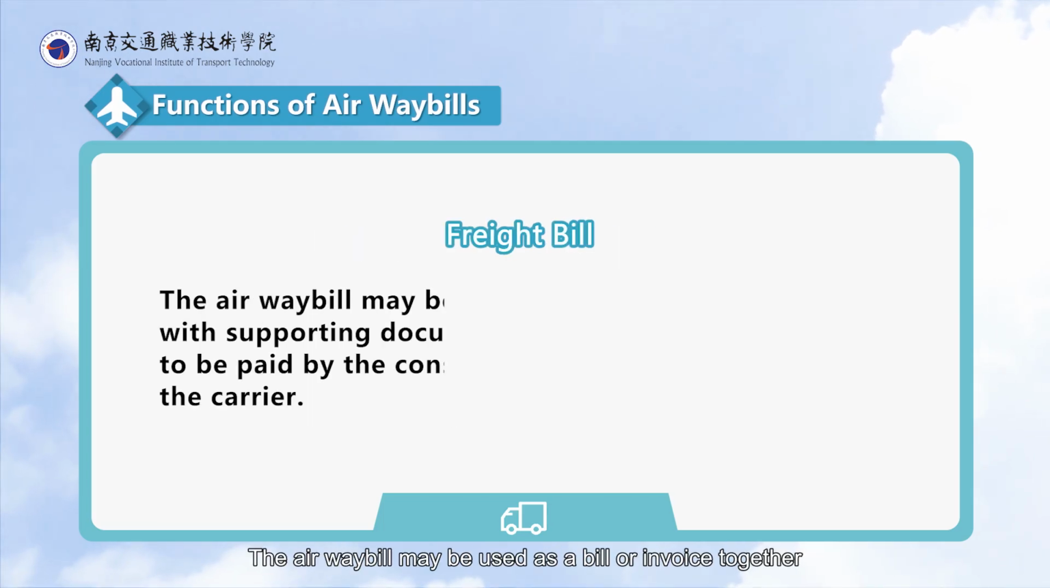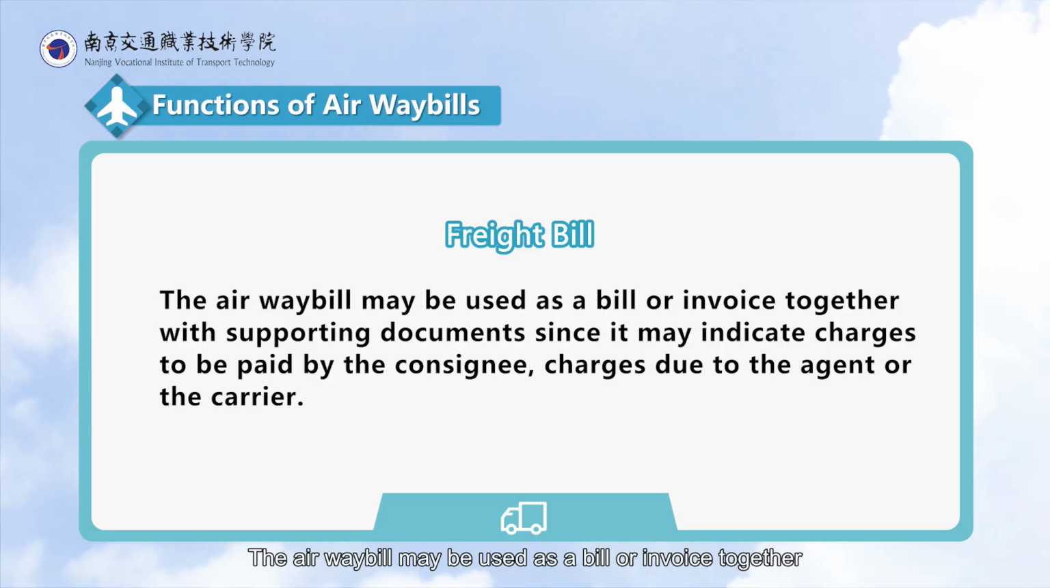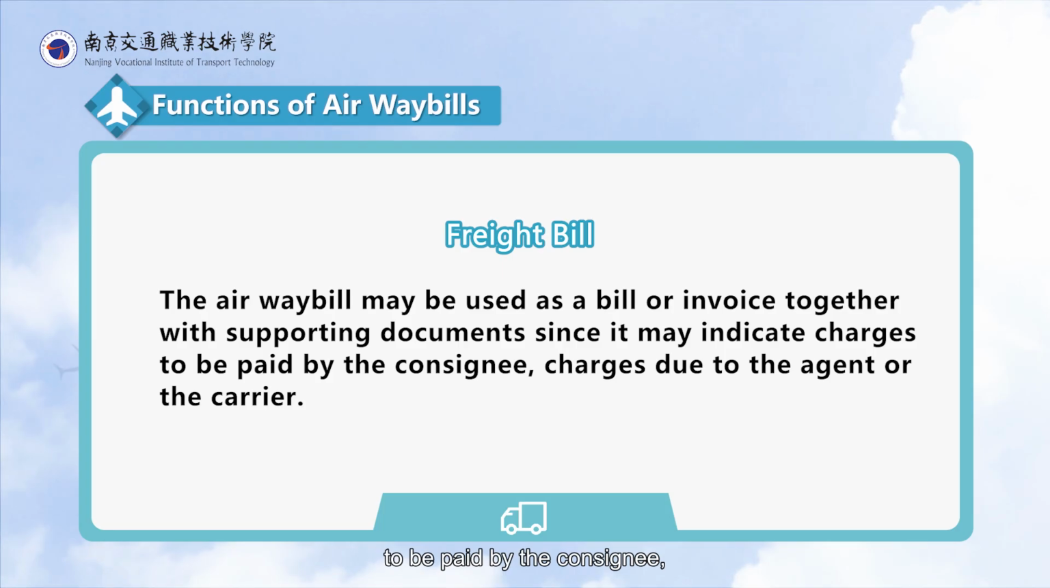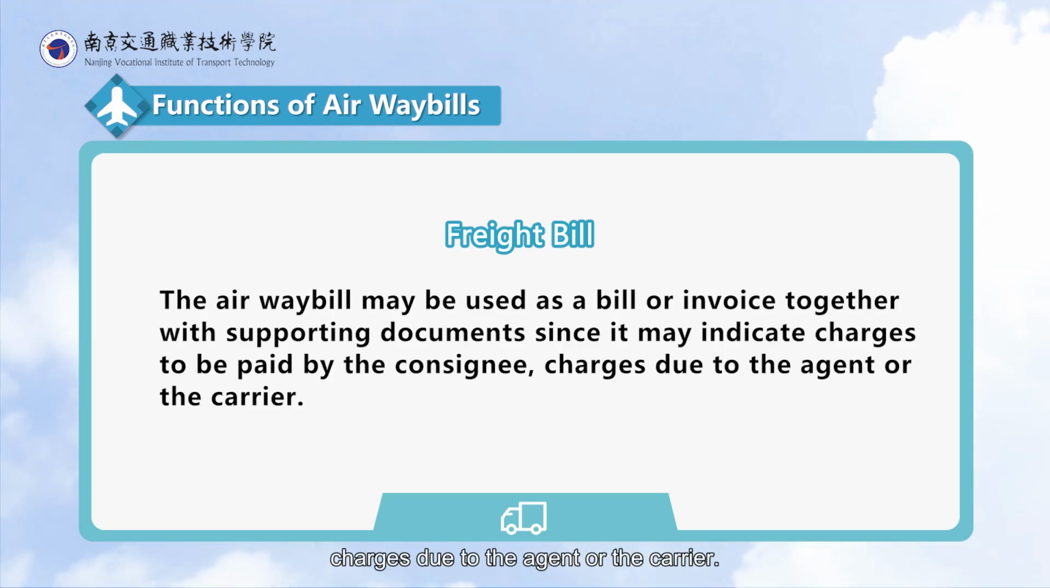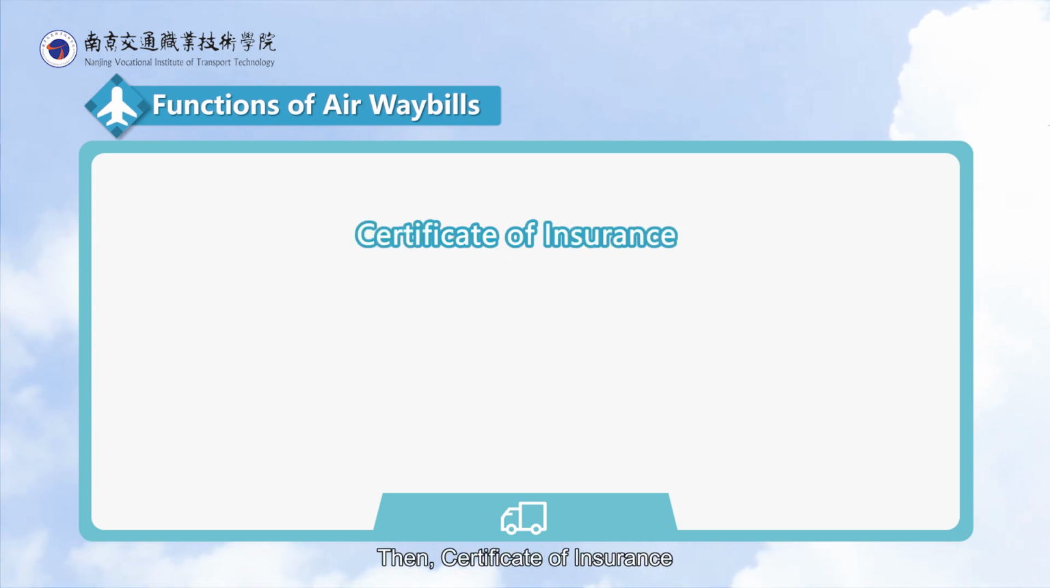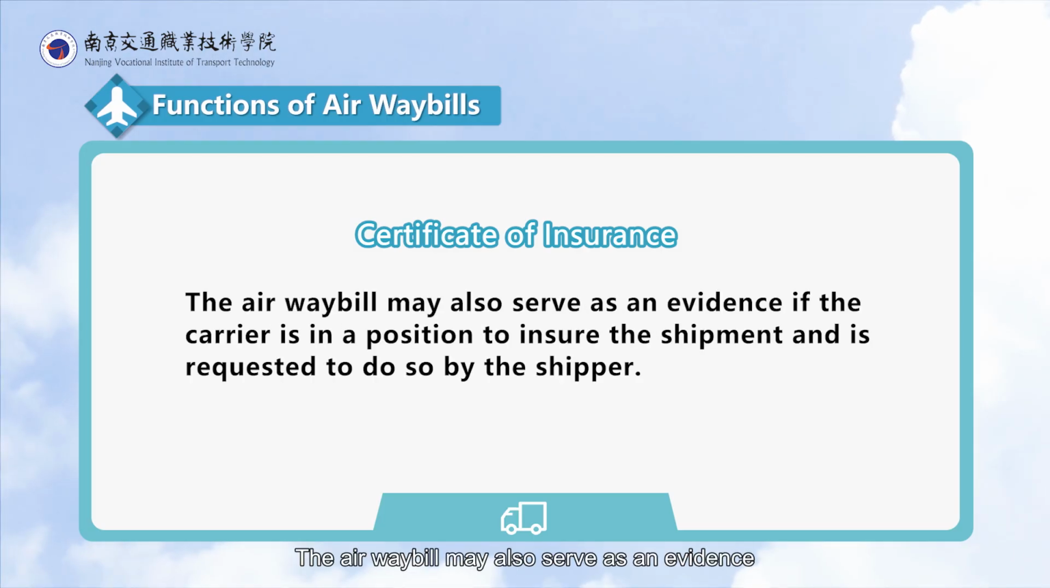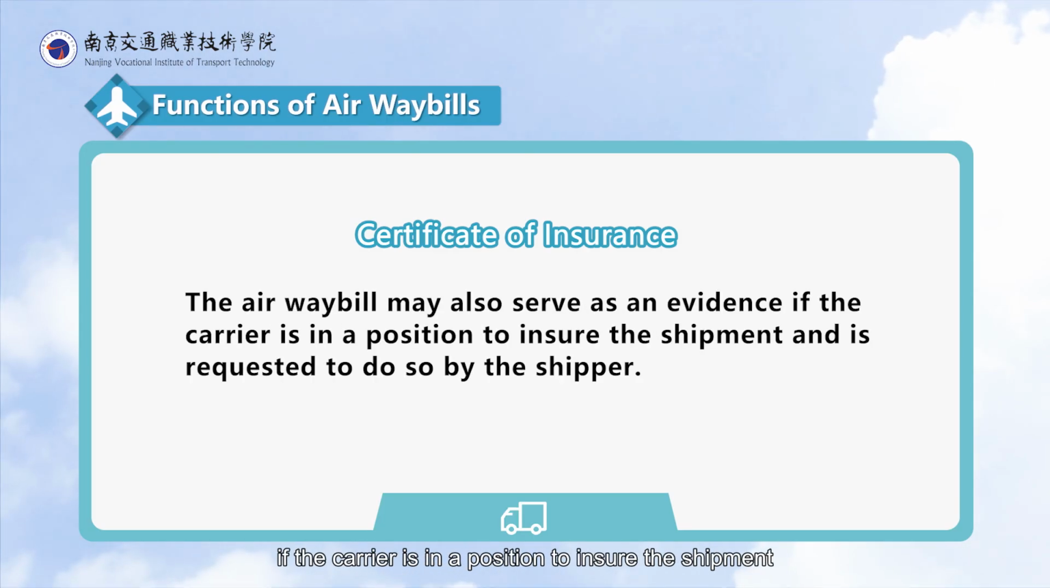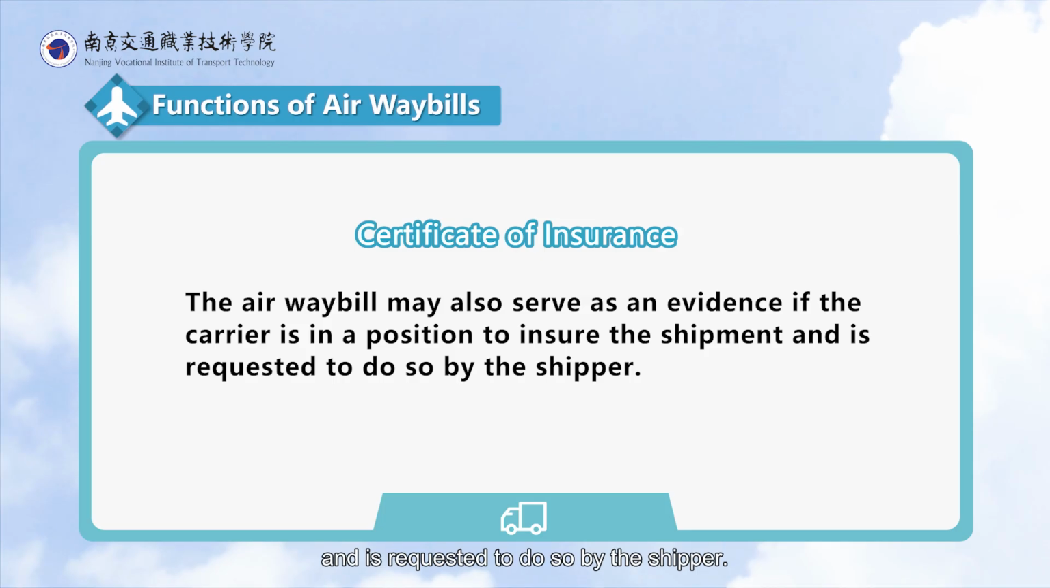Freight bill. The airway bill may be used as a bill or invoice together with the supporting documents, since it may indicate charges to be paid by the consignee, charges due to the agent or the carrier. An original copy of an airway bill is used for carrier's accounting. Then, certificate of insurance. The airway bill may also serve as evidence if the carrier is in a position to insure the shipment and is requested to do so by the shipper.